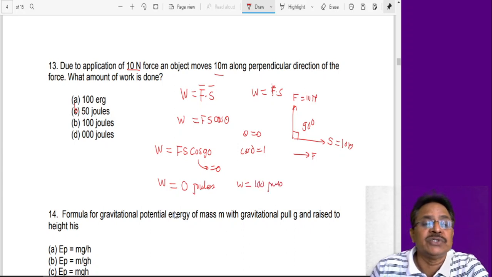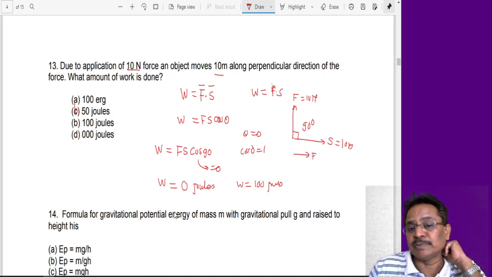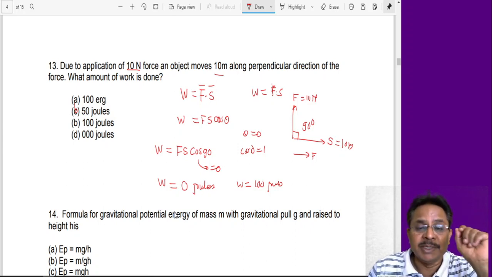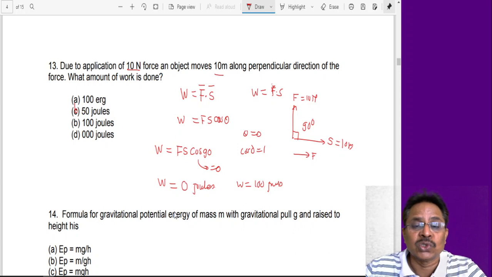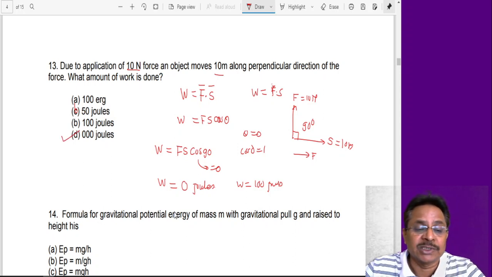But in the given situation, as we have been given 10 newton force and 10 meters displacement, and they have directions perpendicular to each other, whatever may be the force, whatever may be the displacement, in such a case, when force and displacement are perpendicular to each other, note that the work done is always found to be 0, and therefore D is the correct option in this question number 13.